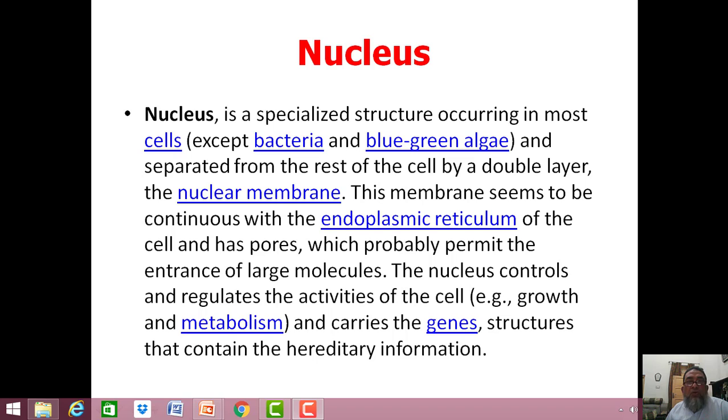Previously I have told you about the endoplasmic reticulum, and it has a pore complex which probably permits the entrance of large molecules. The nucleus controls and regulates the activity of a cell, growth and metabolism, and carries the gene structure that contains the hereditary information. So the nucleus is the master organelle in a cell, controlling all the activity of the cell. It is the important organelle containing the structure which is coming in the next slide.